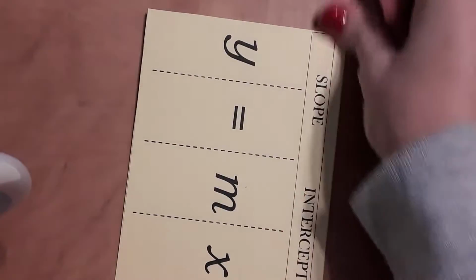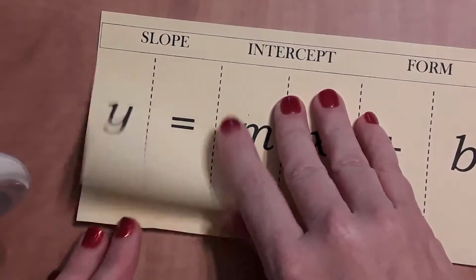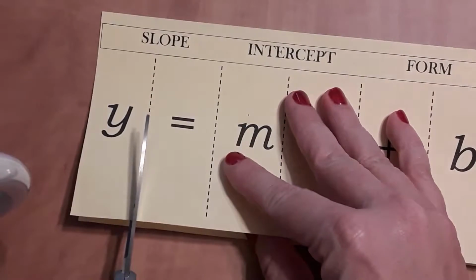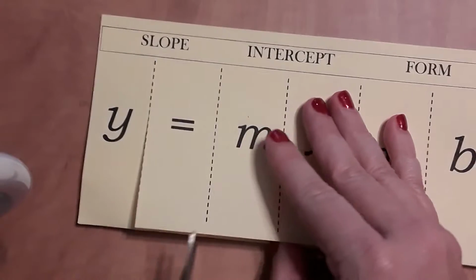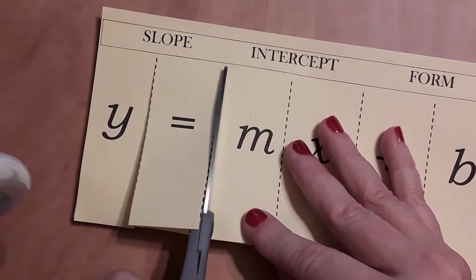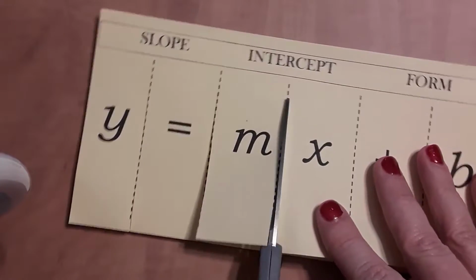Just running my hand over the glue so it'll stick. The next thing I want you to do, making sure you don't cut the back part, I want you to just come on and cut on the dotted line up to your title. All right? And I want you to do this all the way on all the dotted lines.